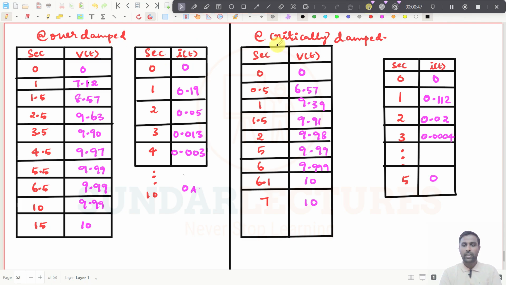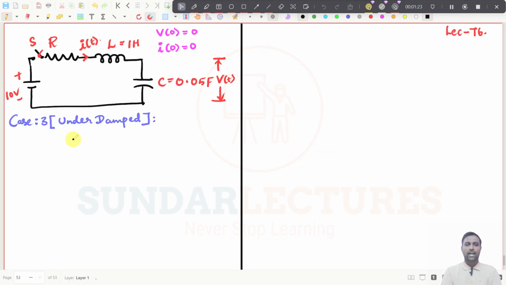What we concluded in the previous class is that at the critically damped condition, the voltage stored in the capacitor will take less time to reach 10 volt compared to the overdamped condition. At 1.5 seconds, the voltage stored in the capacitor is 8.57 volt in the overdamped case, but 9.91 volt in the critically damped case. Now we will go for the underdamped condition.